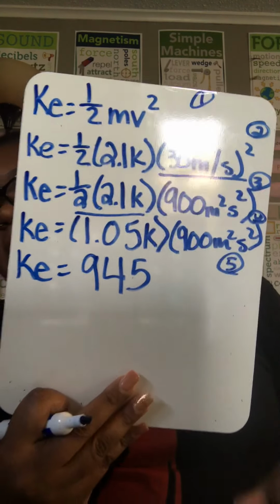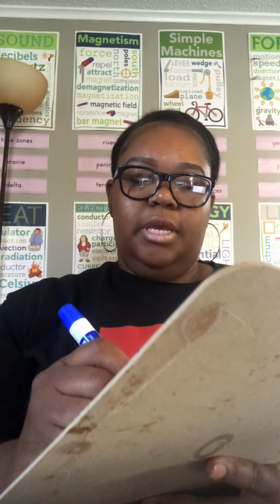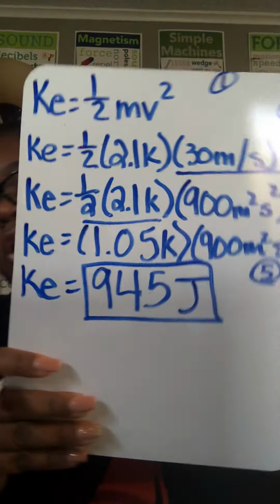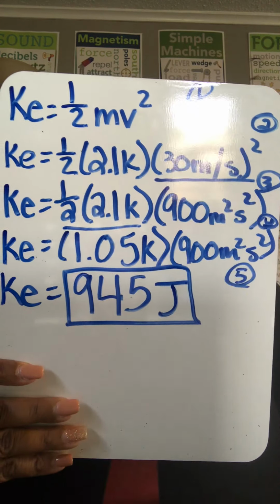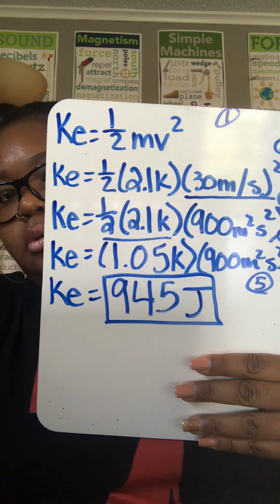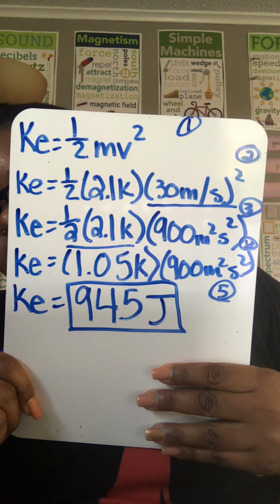And the last thing that we do is add our units of measurement. Our unit of measurement for energy is joules. So that's 945 joules for our answer. And I'll hold it up for just a few more moments.